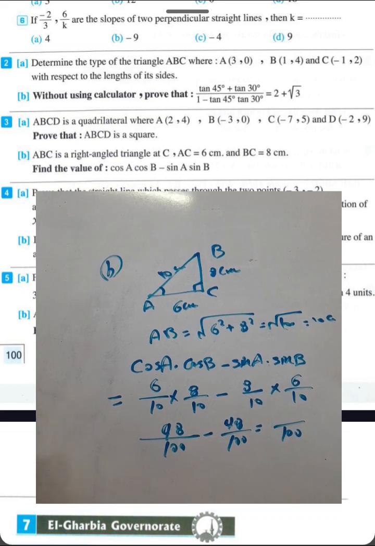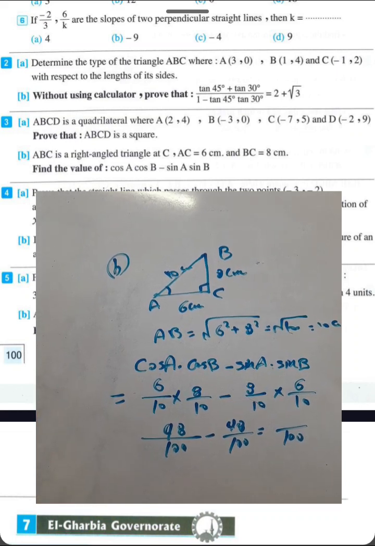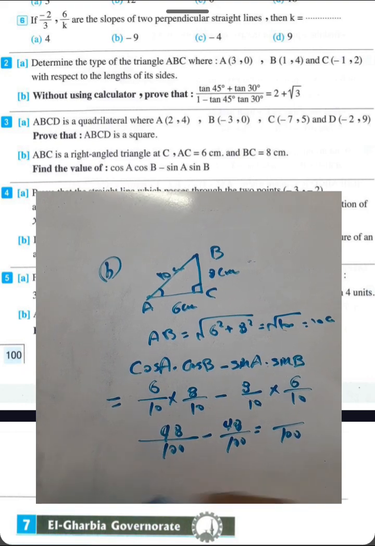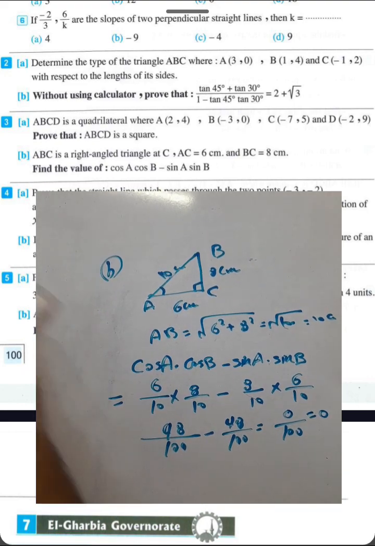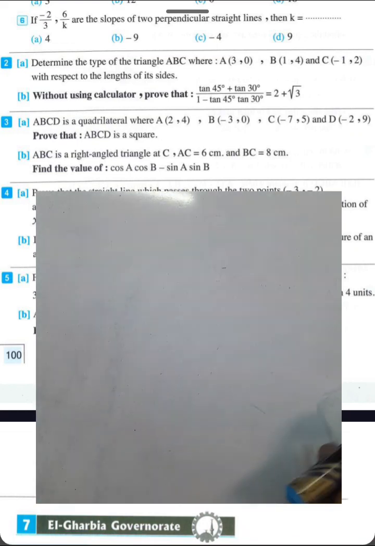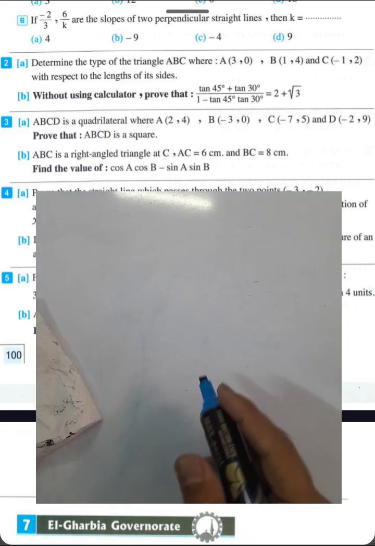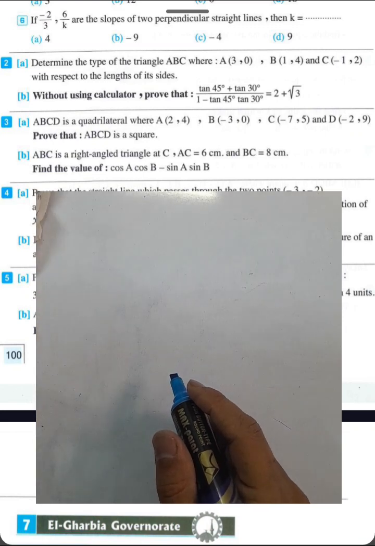Example letter B. Okay, repeat the steps with me. Okay, it's true. Understood. We solved letter A and then letter B.